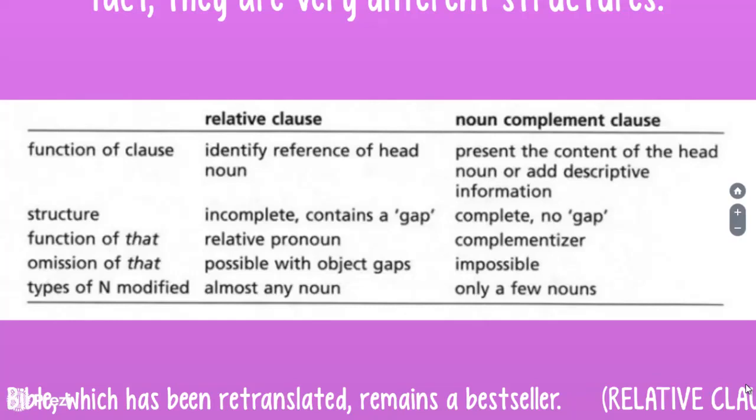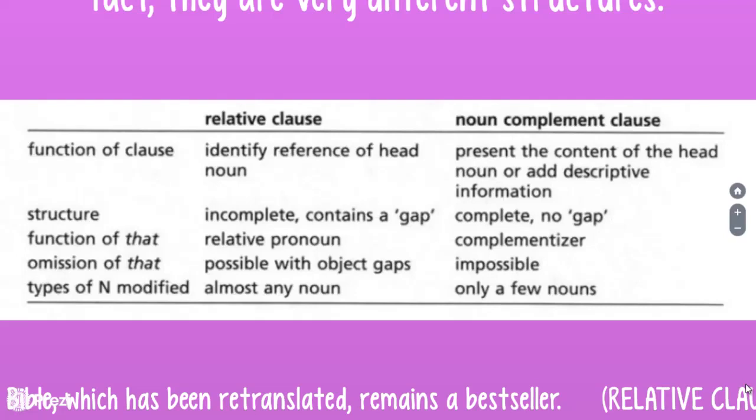In relative clauses, the subordinator is called relativizer, and they contain relative pronouns, relative adverbs, or zero relativizer, and in noun complement clauses, the relativizer is called complementizer. In relative clauses, the relativizer can be omitted if the gap is not placed in subject position, while in noun complement clauses, it's impossible to remove the complementizer. Finally, relative clauses can modify almost any noun, while noun complement clauses are used with fewer nouns. We're going to see some examples of this later.